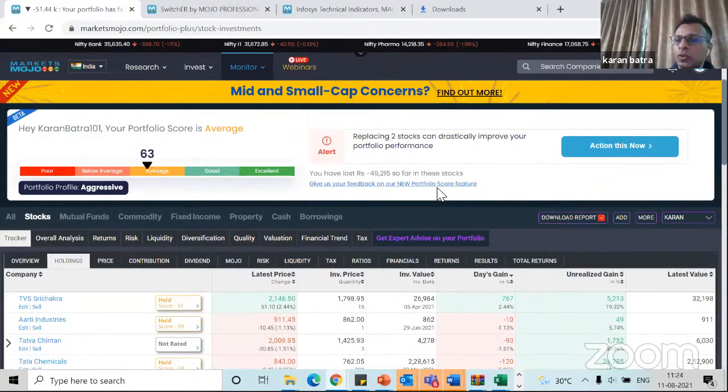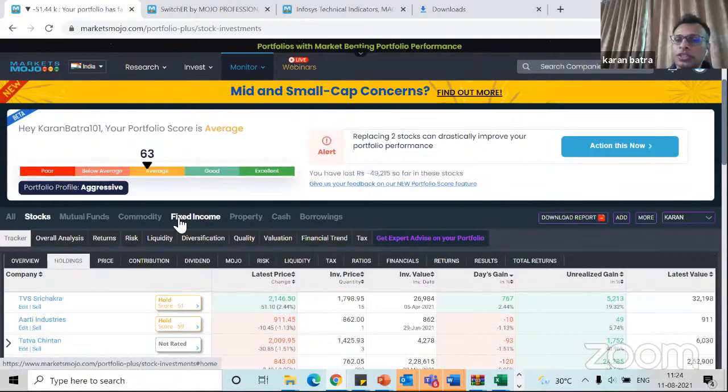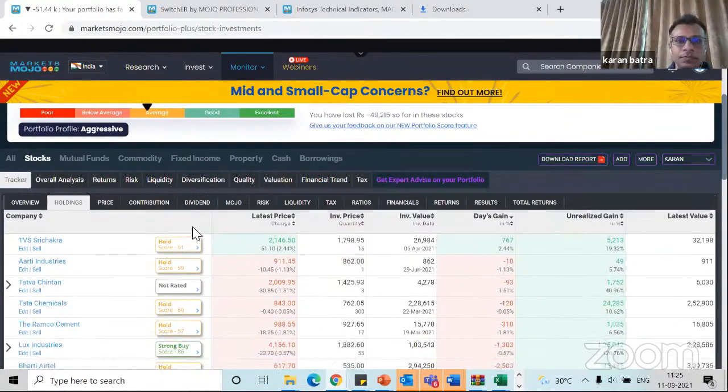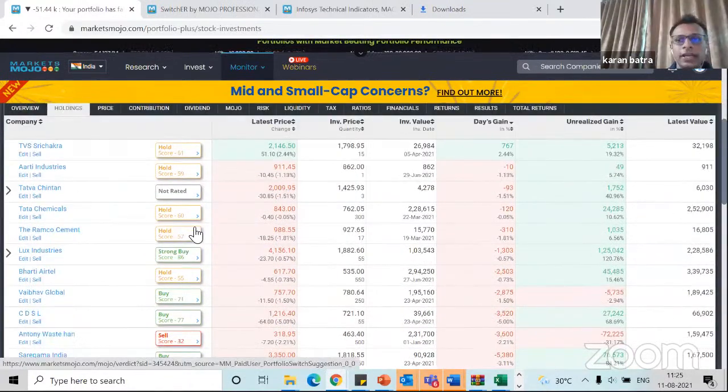Like we have a score on every stock, we've also created a model of a portfolio score. So this looks at your holdings, the rating of the holdings, your allocations to different stocks, and gives an overall score. So this dynamic portfolio has a score of 63. It's an average portfolio.